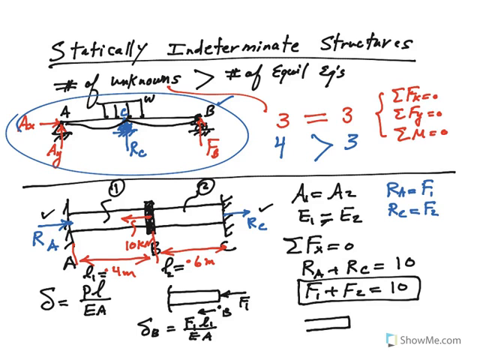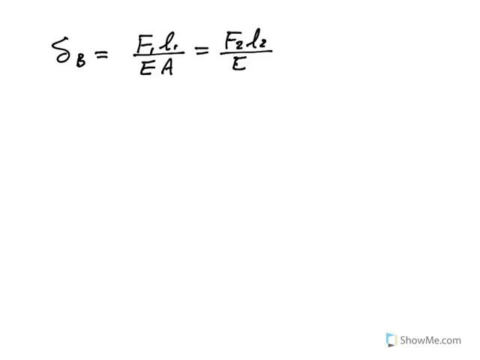Similarly, for bar number 2, or BC, the same thing happens. This one is in tension, so B is going to move this way. The same deformation, guys, but this one is due to force number 2 times length number 2 divided by EA. So now if we set them equal, let me go to the other page. Delta B, which is equal to F1 L1 over EA, is equal to F2 L2 over EA. Of course, EA is going to get cancelled.